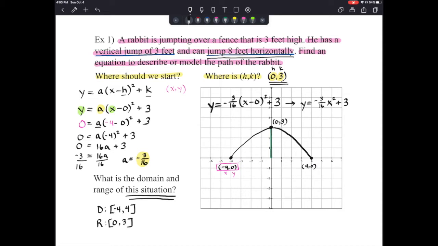And that's it for that problem. Let's move on and look at another one.